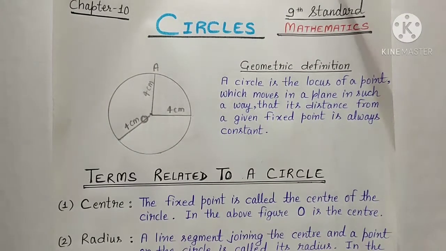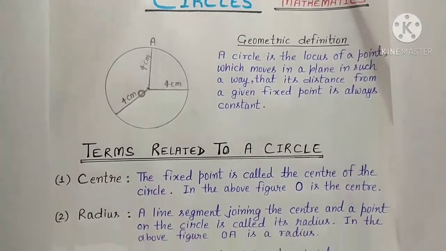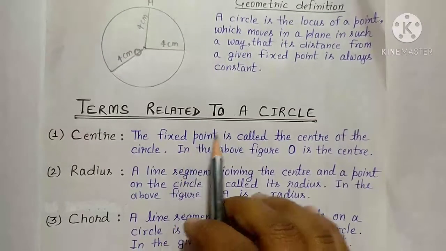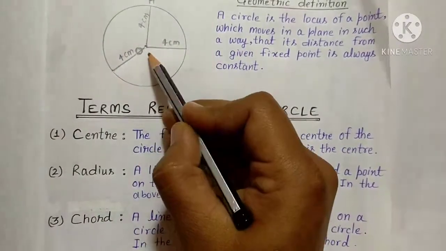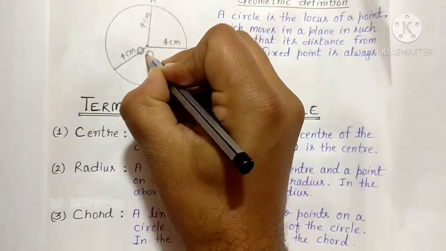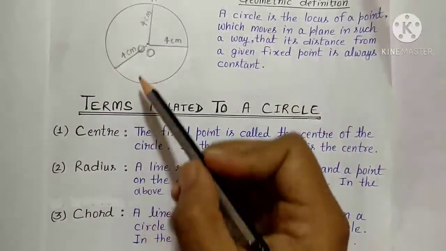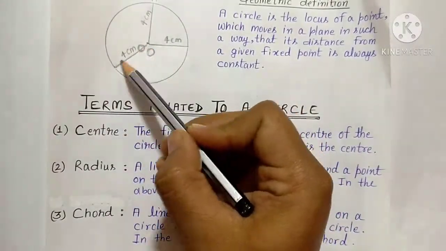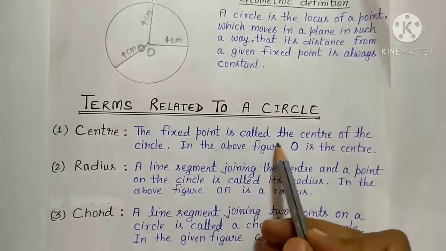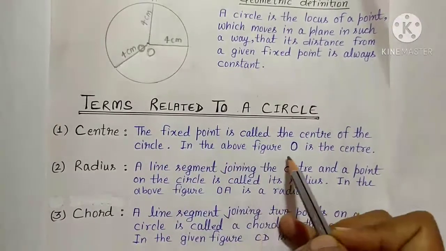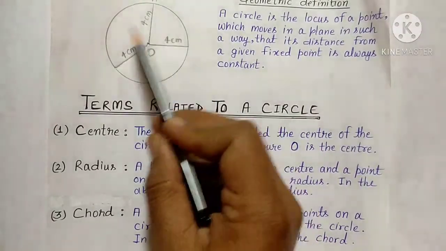Now let's talk about the circle with the help of some terms related to the circle. First is the center. This is the point of center, which we can name O. Already we have given it, but it is hidden in this length. The fixed point is called the center of the circle. In the above figure, O is the center of our circle.